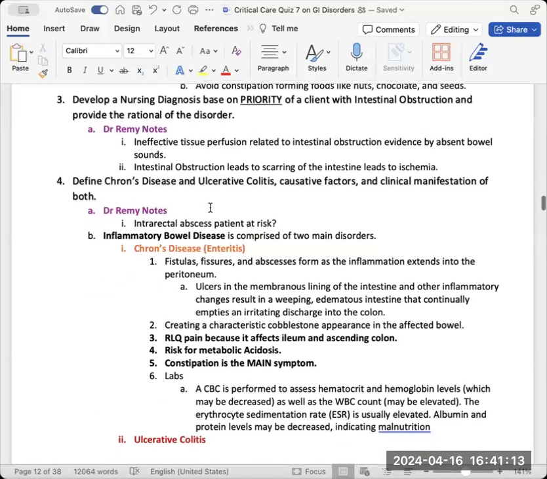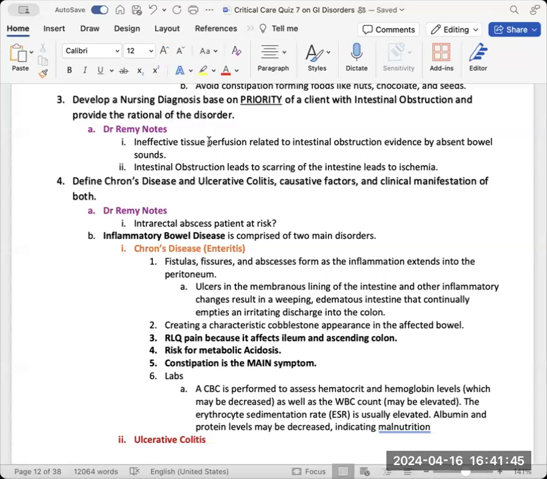The next question is develop a nursing diagnosis based on priority of a client with intestinal obstruction and provide the rationale of the disorder. So I have for this question that Dr. Remy said, ineffective tissue perfusion related to intestinal obstruction evidenced by absent bowel sounds, right? Because imagine this, you have so much obstruction that it's just building up in that colon area, and it gets so bad that it actually starts to impede blood flow. So our priority for this patient would be ineffective tissue perfusion.